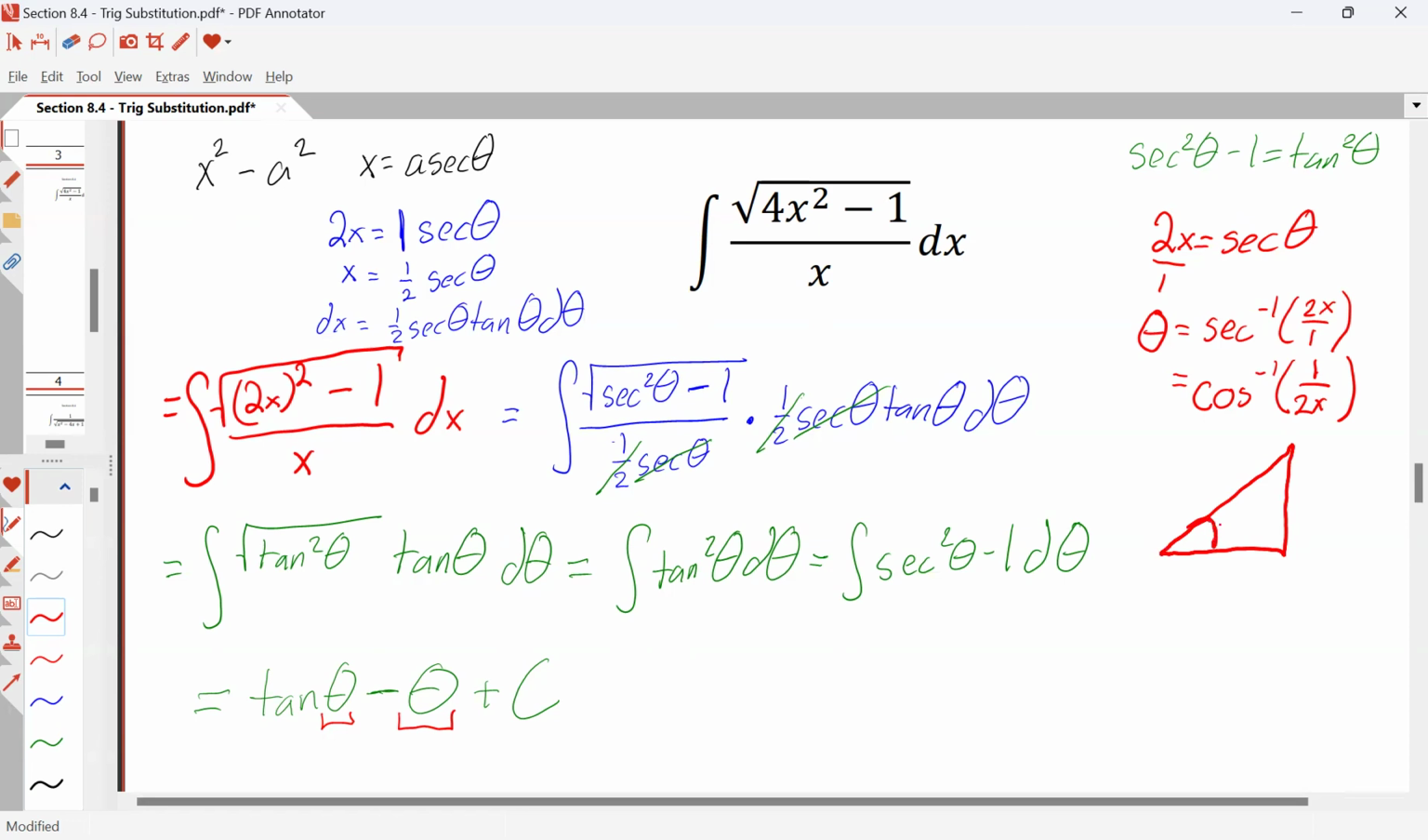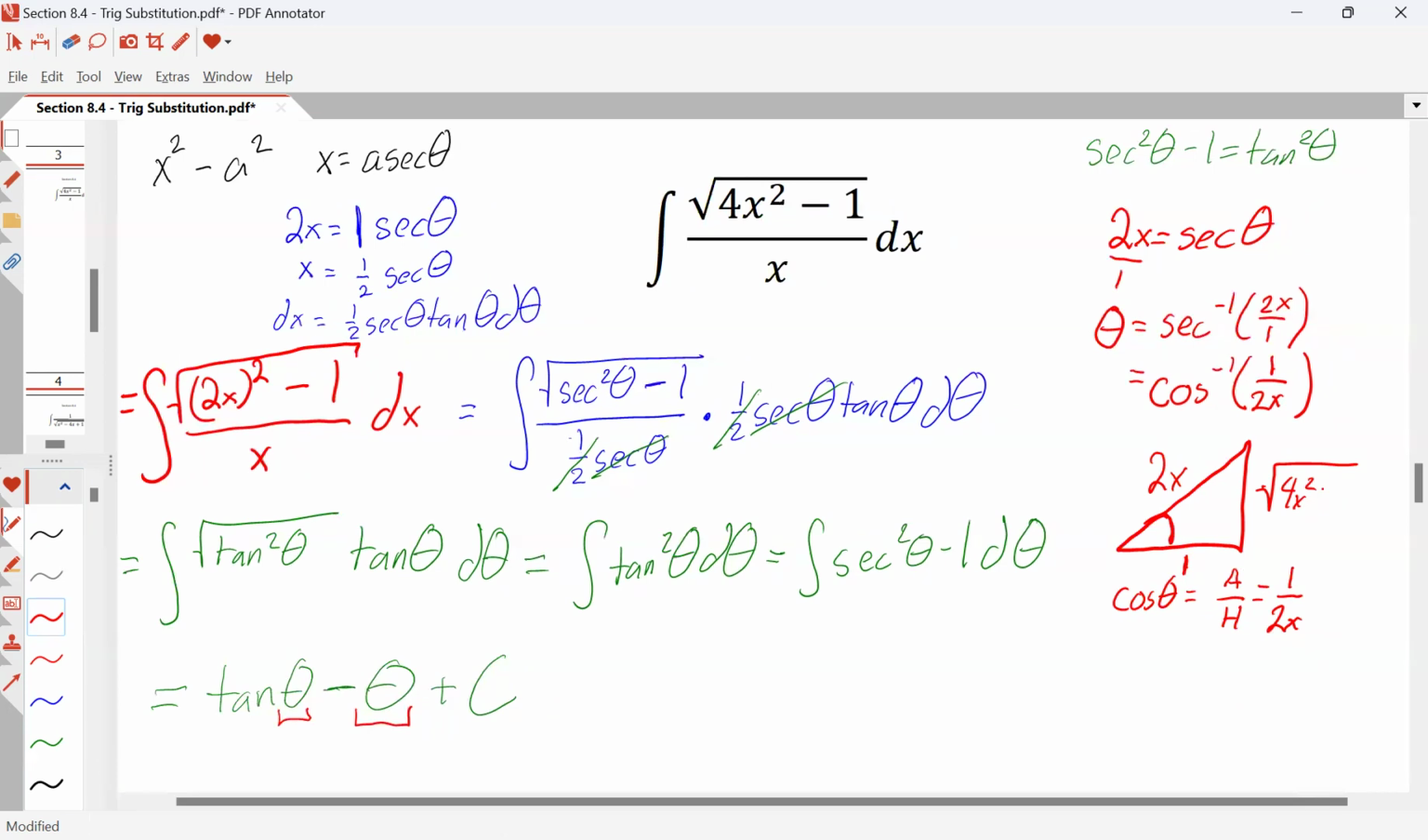Setting up our triangle, cosine equals adjacent over hypotenuse, which is 1 over 2x. So we're going to put a 1 on our adjacent side, a 2x on our hypotenuse, and get the square root of 2x squared minus 1 as our opposite side. What this tells us with the triangle is that tangent theta, which is opposite over adjacent, is the square root of 4x squared minus 1 all over 1.